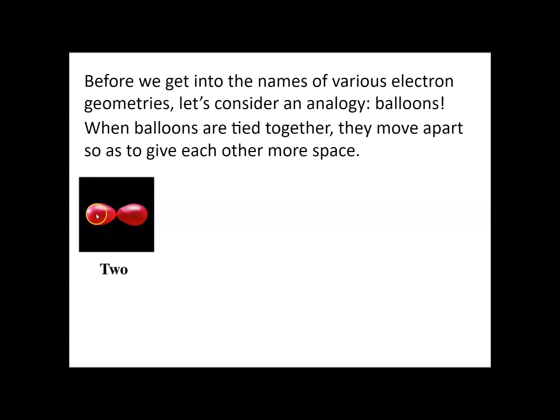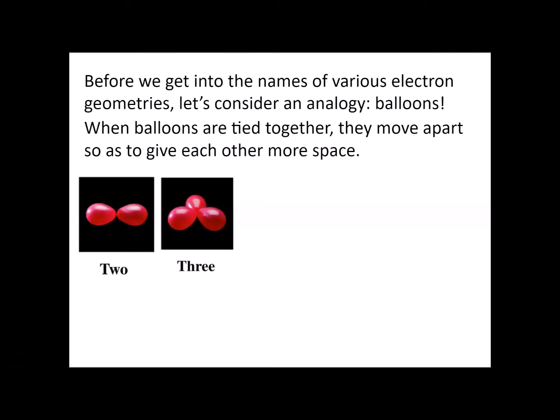In other words, if you were to draw a line between the central parts of the two balloons, they would be oriented 180 degrees apart. What if we took three balloons and tied them together? Well, if you tried tying three balloons together, you'd get three balloons pointing as if they're oriented to the vertices of an equilateral triangle. You get bond angles of 120 degrees in that case.